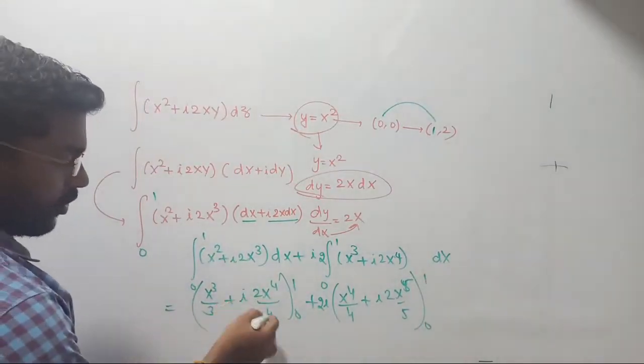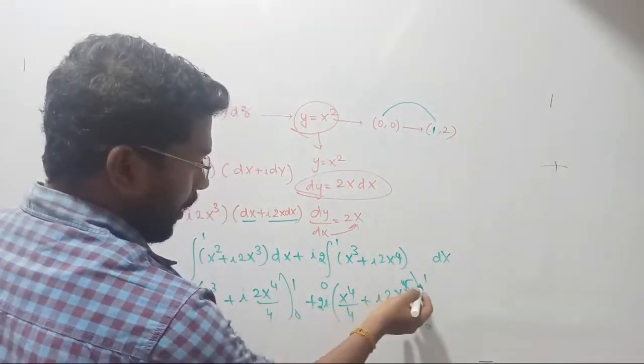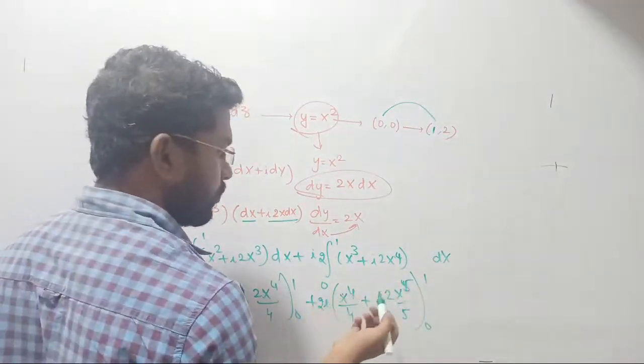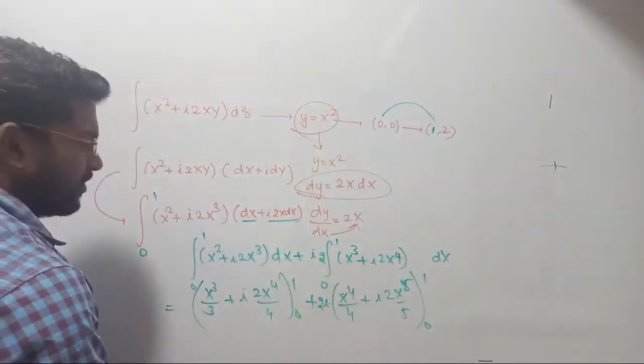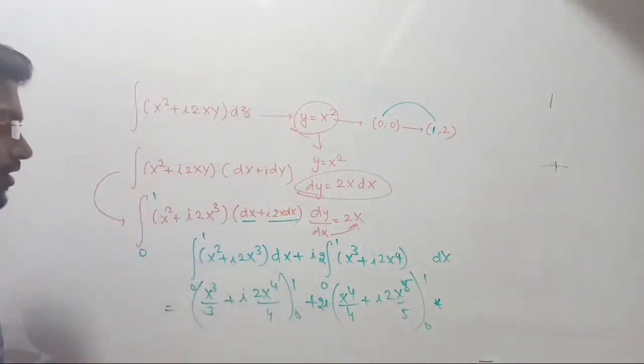1 by 3 plus I into 2 by 4, again 2i, upper limit is 1, so happily you can substitute. That is 1 by 4 plus I into 2 by 5. That's why I reduced it to this value, just to understand. Understanding is enough, that's all. Values are not a matter here.